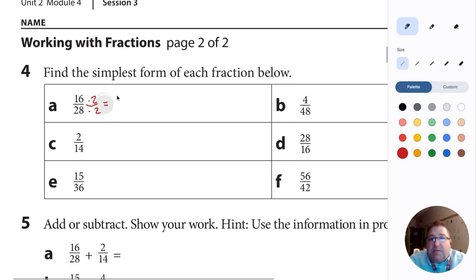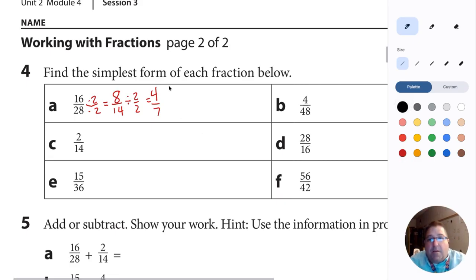Well, 16 divided by 2 is 8, and 28 divided by 2 is 14. Cool. Are we in the simplest form? Well, no, they still have a factor that they share, right? They're both even, so we can divide by 2 again. Okay, so divide both these by 2. Let's see, 8 divided by 2 is 4, and then 14 divided by 2 is 7. Are we done? Well, 4 has a factor of 2, but that doesn't work for 7. So these are relatively prime, because these two numbers share no common factors with each other other than the number 1. So we got there in 2 steps.